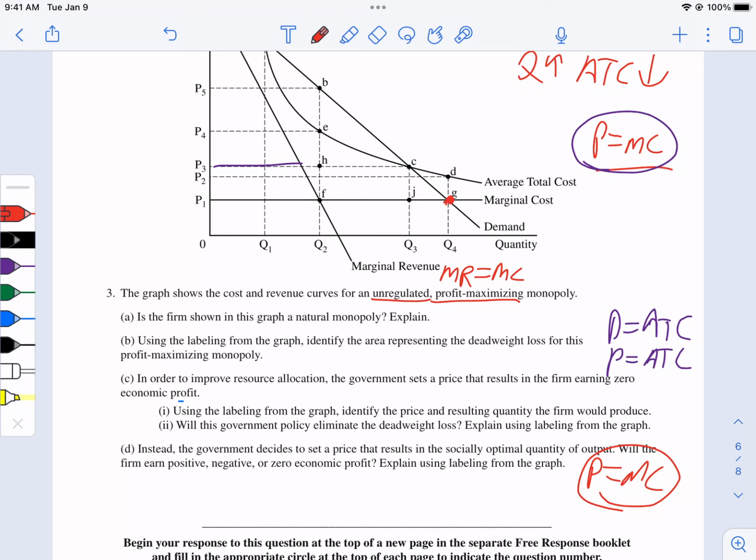Now the question's asking you, are you earning a profit? Well, let's look. You've got to check out your price and your ATC at that quantity. Which one is greater? Your price is P1 and your ATC is P2. So this is your ATC and this is your price. As you can see, your ATC is greater than your price. So the answer here would be you would be making negative economic profit because P2 is greater than P1. Okay?